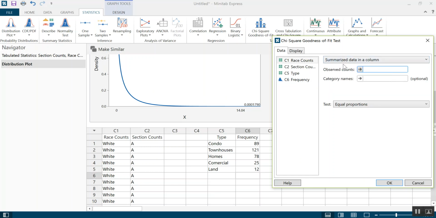Okay, and then it asked me, where are my observed counts? Well, those are in the frequency column. And then my category names are in the type column. And here's where I want you to be careful.